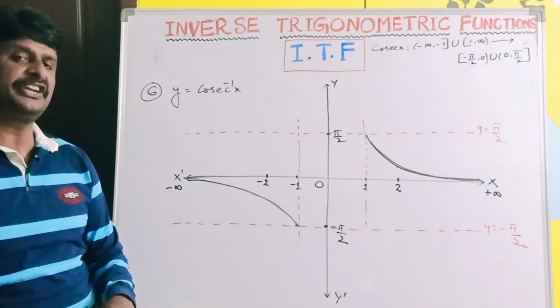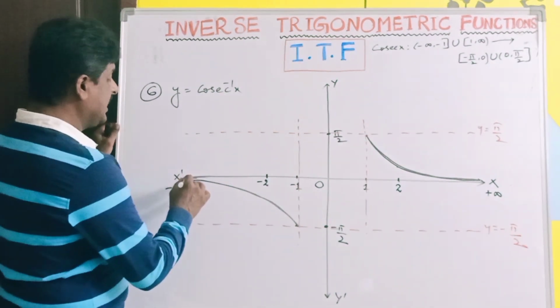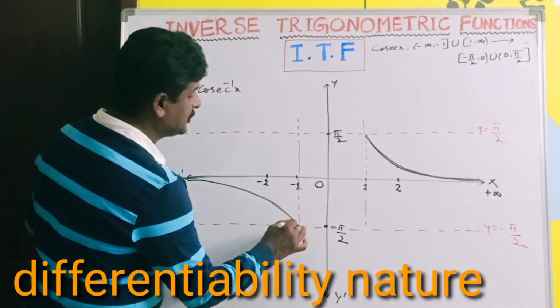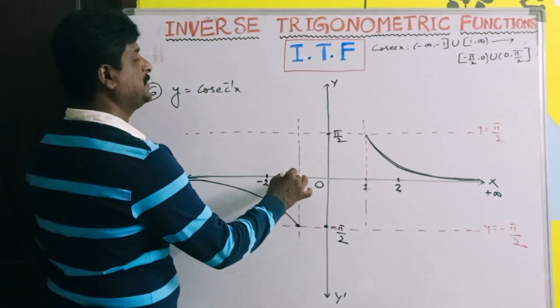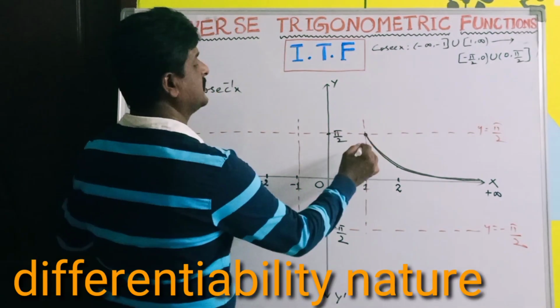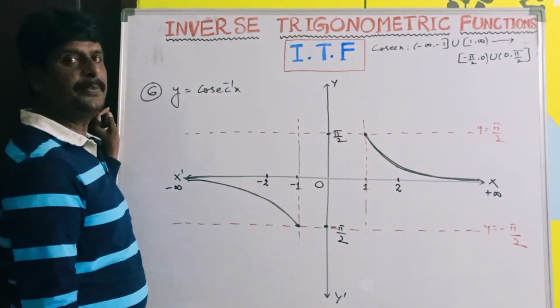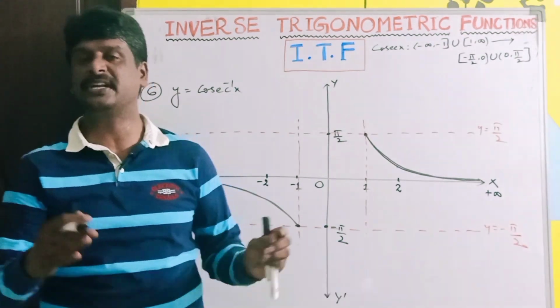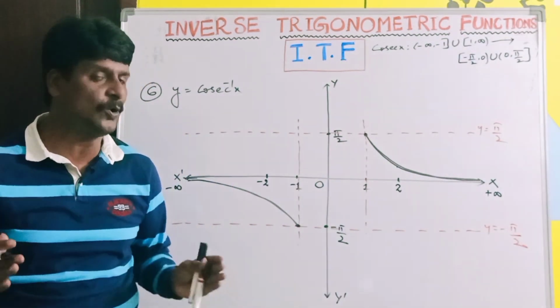And what about the differentiability nature? It is differentiable on its domain except minus 1, and differentiable on its domain except plus 1, because these are the extreme points of the graph. After that stage onwards, we don't know the nature of the graph.